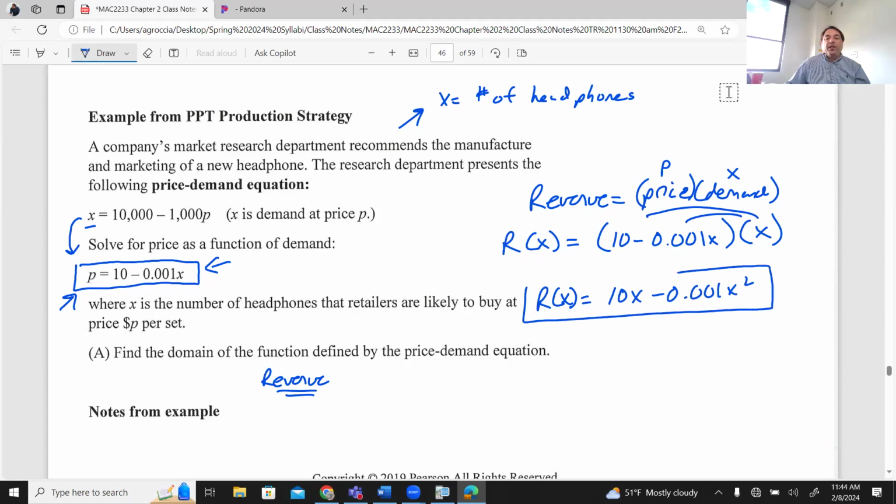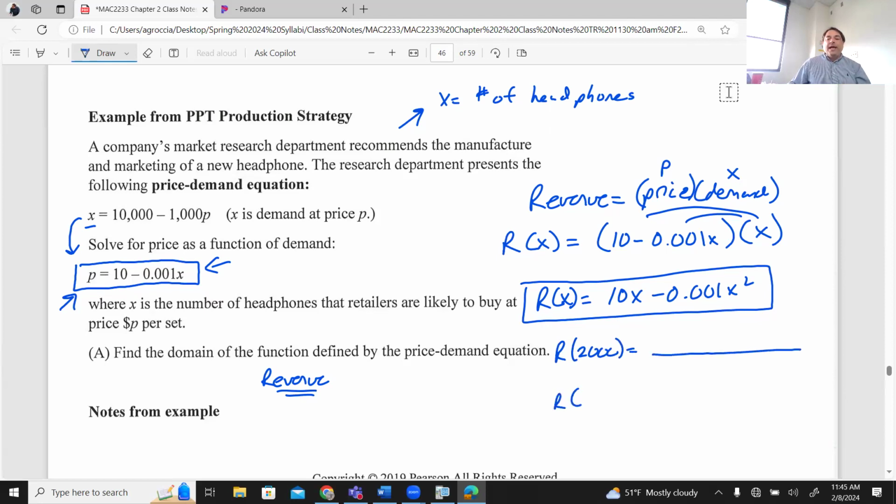This formula, we had to do a little bit of work to get it. It wasn't given to us, but that will tell me revenue. You tell me how many headphones, I'll tell you how much money we made. Okay? So to take off what we did last time, we're going to add some stuff to it. I want to know what is the revenue at 2,000 headphones.